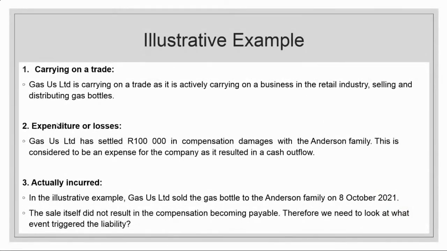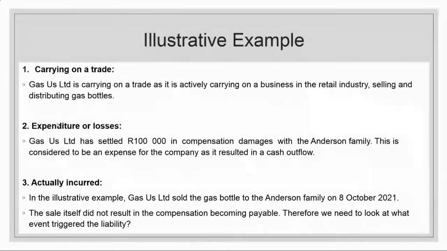Now, if we look at the different items, if we start off with the carrying on trade, that's the first component we have to look at. We can state that Gas Limited is carrying on a trade because they're actively carrying on a business in the retail industry and they're selling and distributing gas bottles. So that is specifically what they're doing. Then an expense or loss. Yes, they've incurred an expense because they paid that $100,000 in compensation for the damages with the Anderson family house that burned down. So that would actually be an outflow in the cash.